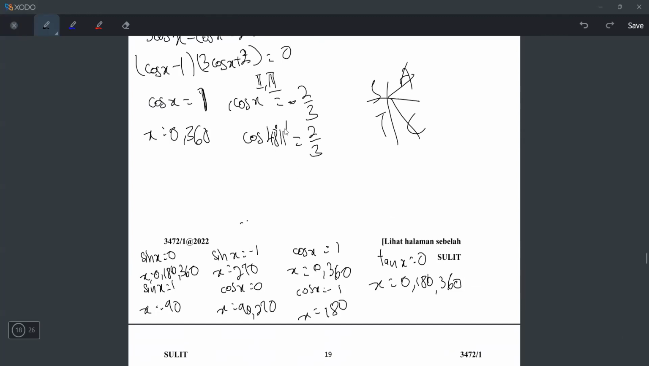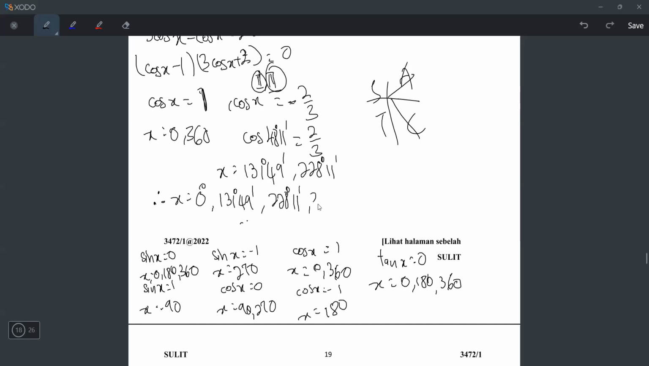But this is not the answer yet. This is just the reference angle. I have to convert to quadrant 2 and quadrant 3. So 180 minus the answer gives 131 degrees 49 minutes. And one more answer would be 180 plus, because I want quadrant 3, so it would be 228 degrees 11 minutes. So for my final answer, x equals, I write all 4 answers in ascending order. So 0 degrees, followed by 131 degrees 49 minutes, followed by 228 degrees 11 minutes, and then 360. So these are the 4 answers that I need to include. Make sure you hafal all the 7 special cases. If you haven't, please hafal now.